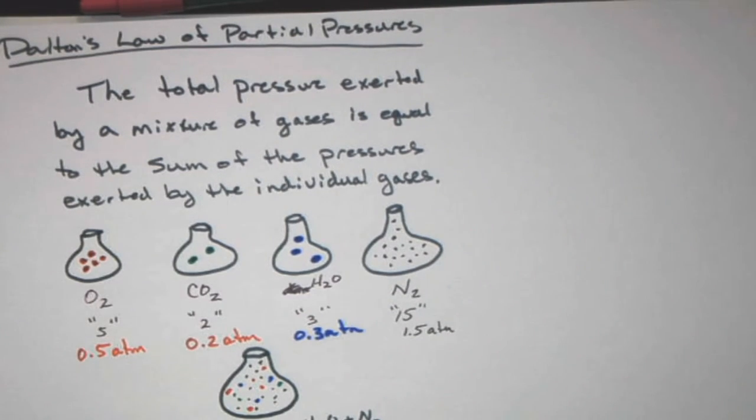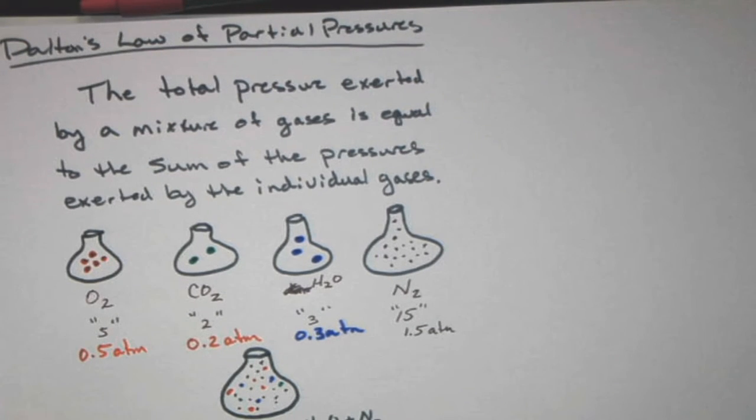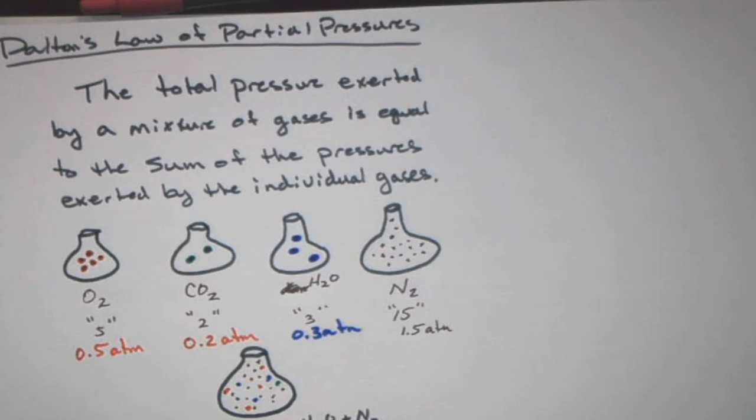So now, if we put all of these moles into the same flask, what do you think our new pressure would be? How do we get 2.5? We add them all up. So it would be the pressure of the O2 plus the pressure of the CO2 plus the pressure of the H2O.